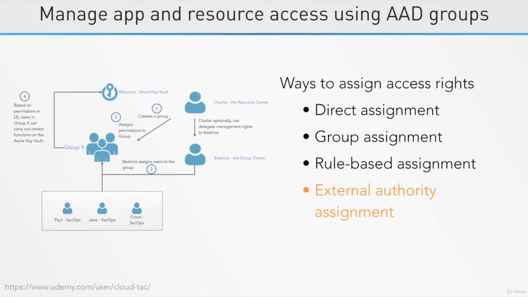With external authority assignment, access comes from an external source, such as an on-premises directory or software as a service application. In this situation, the resource owner assigns a group to provide access to the resource, and then the external source manages the group members.